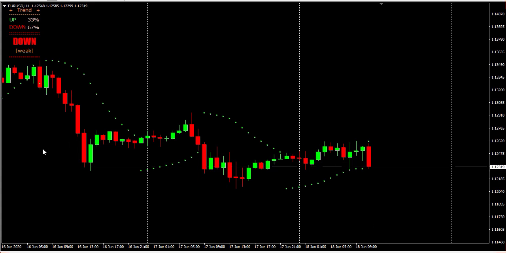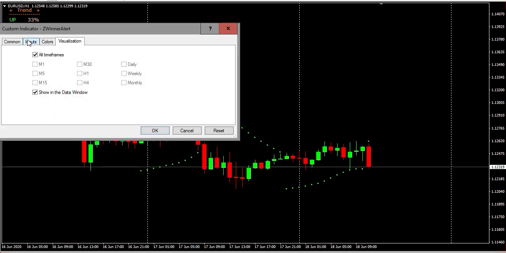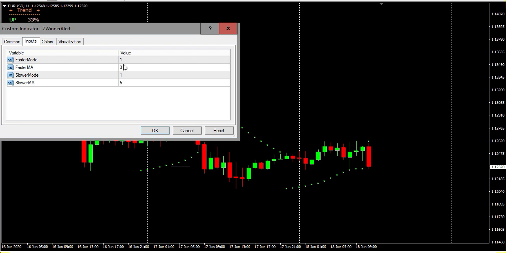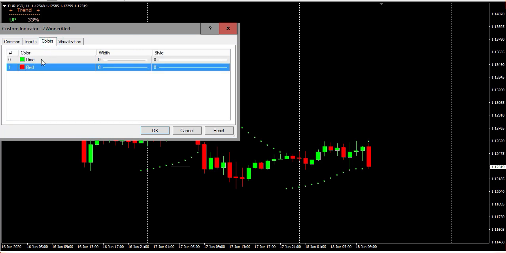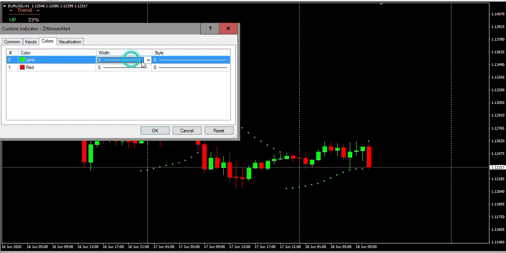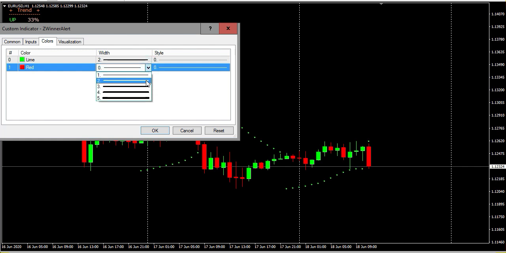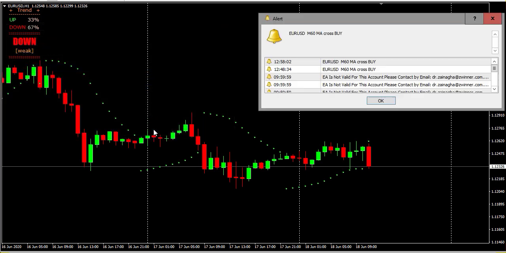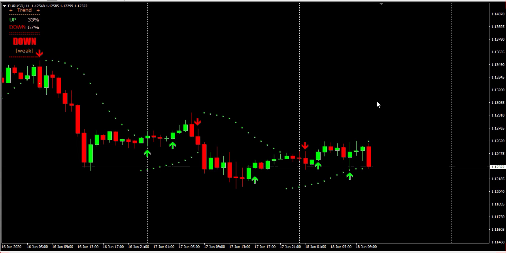Next you need to install the Zwinner alert indicator. These are the arrows, and you set them here like this. Just leave them as they are. If you want the arrows a little bit bigger, you can make them bigger from here. So here are these arrows. They're telling you to buy and telling you to sell. So this is the indicator.